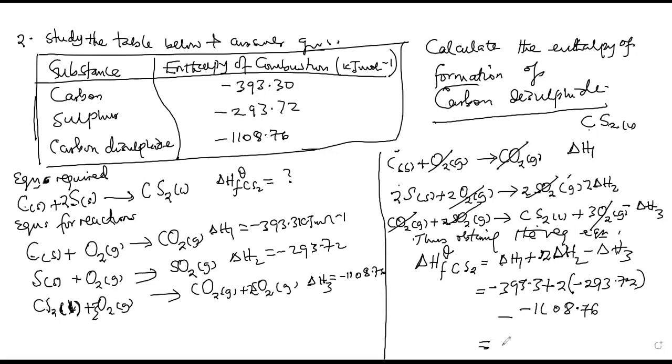Compute, the answer will be positive 128.02 kilojoules per mole. That is what we shall have. If you're with me, guys, type yes, because I have 2 more examples to do for you. I give you exercises. We introduce the Born-Haber cycle.